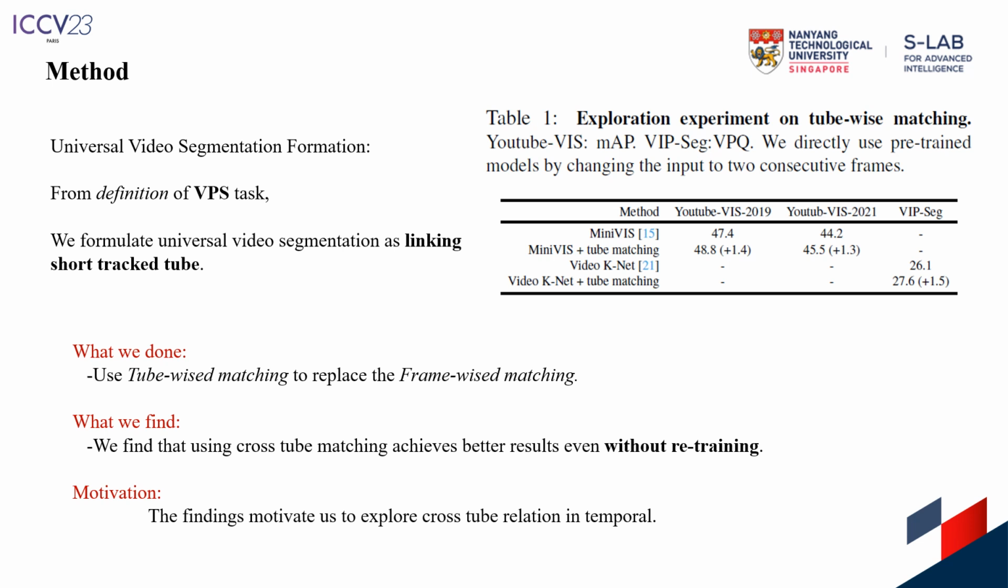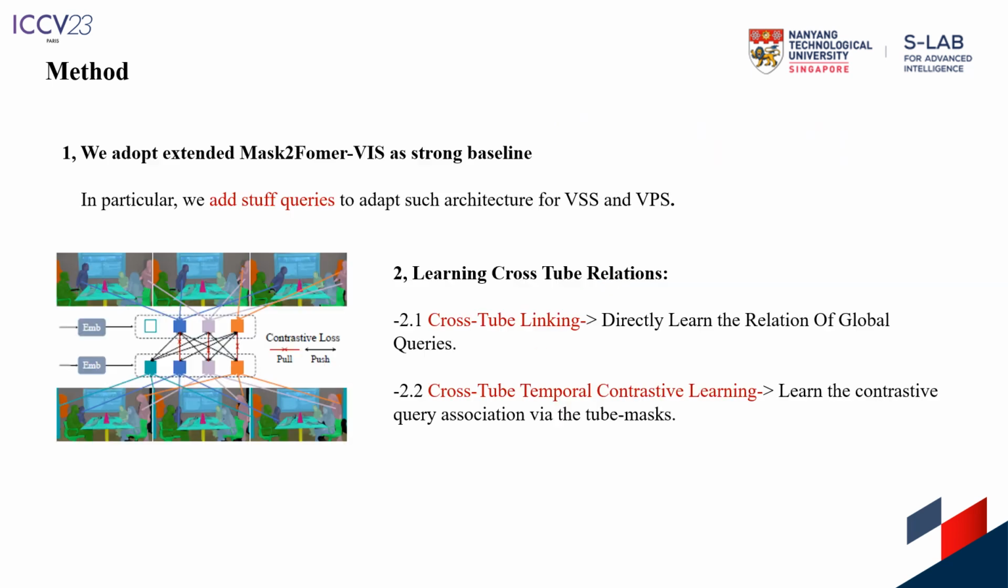We first perform an exploration experiment on tube-wise matching. As you can see in Table 1, we simply replace the matching with two different methods. Without retraining, we found that the performance improves consistently for different datasets and different tasks. This is because tube-wise matching contains more stable and consistent temporal information, so the segmentation can be smoother. This finding motivated us to explore cost-tube relation.